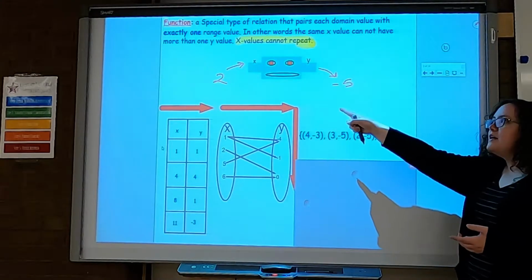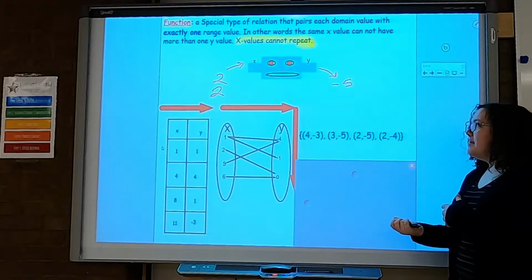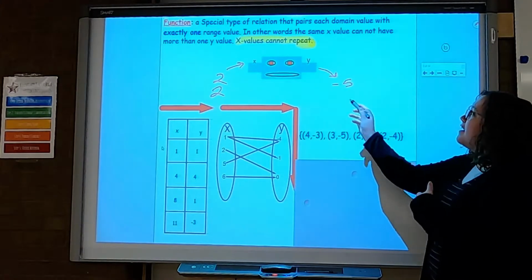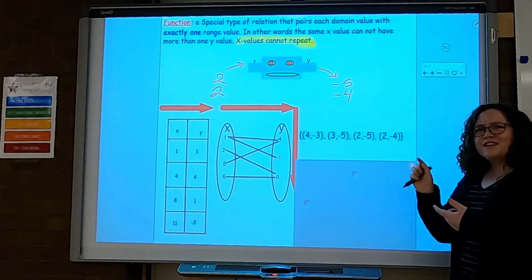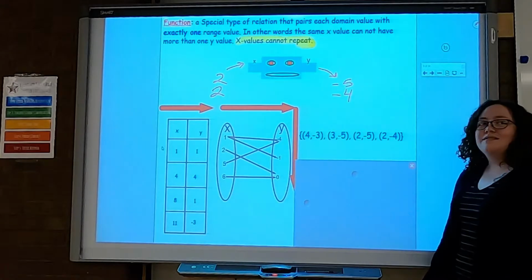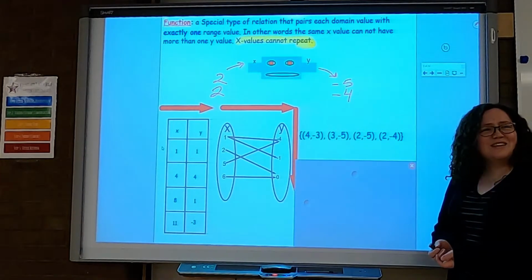Next up, we've got a 2. Uh-oh. We just plugged in a 2. We've got the repeated 2 right below it. The first time it spit out a negative 5, but the second time it's spitting out a negative 4. Once again, this machine is giving us 2 completely different candies for the exact same button. I wanted a candy bar. It gave me a Twix. Twix is a candy bar.